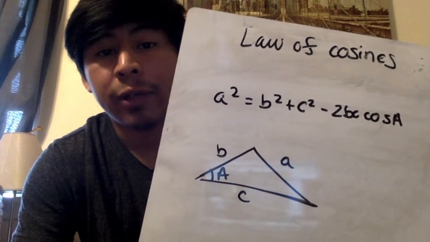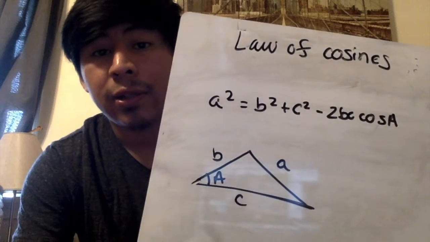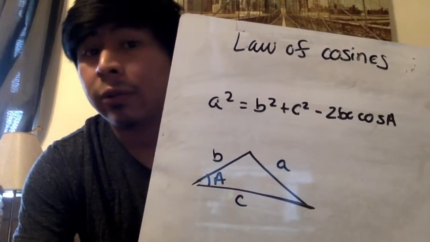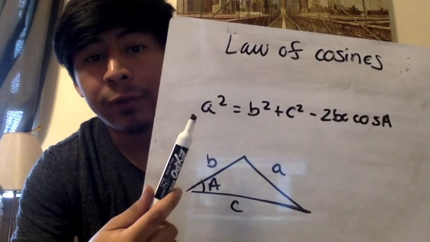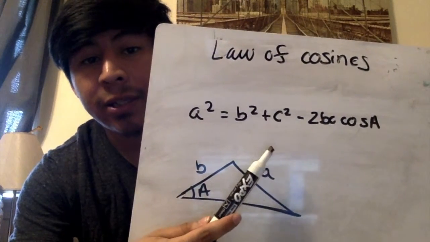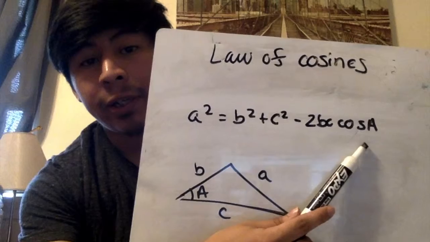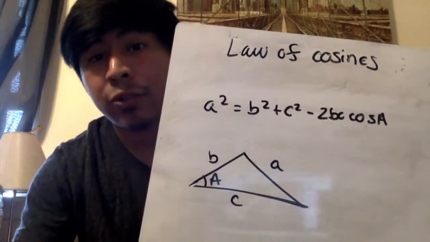Say that you have three sides, but you don't have an angle and you would like to know that angle, then you can plug it in here. If you know side A, side B, and side C, you solve for A and get your angle.